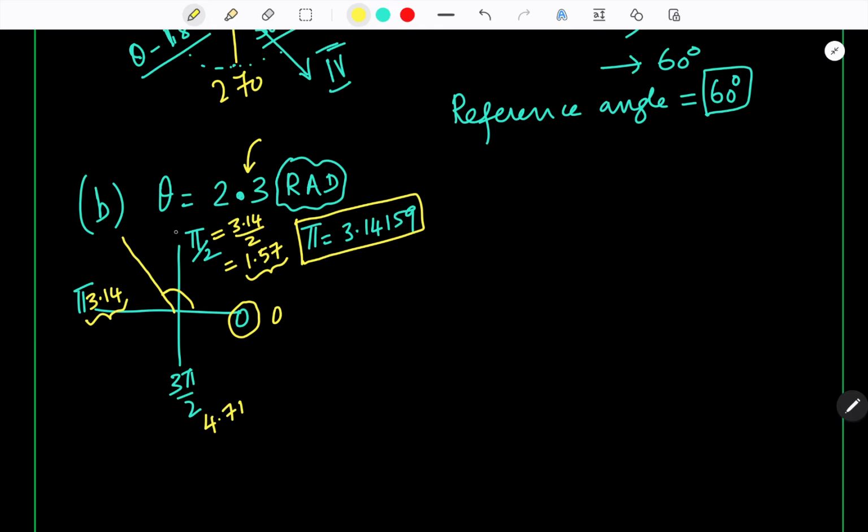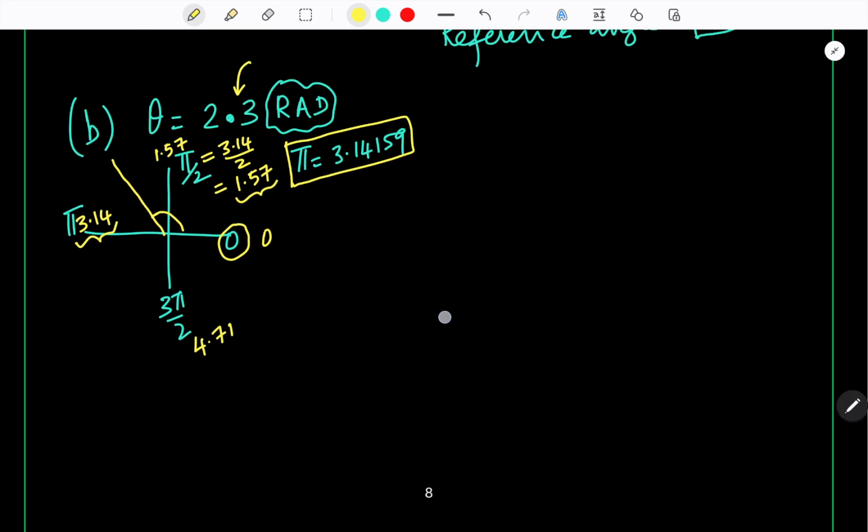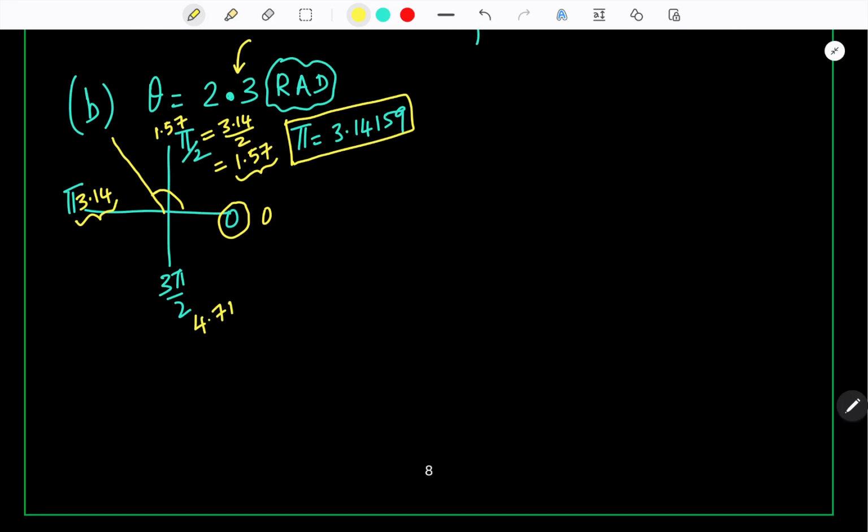So this is 1.57 and this is 3.14. So where is your 2.3? It is in this quadrant, right? So now we are dealing with pi. This is just approximate calculation, not exact. So this is your theta.